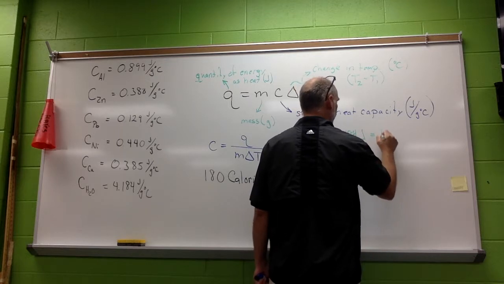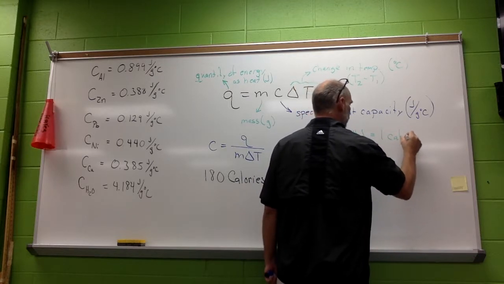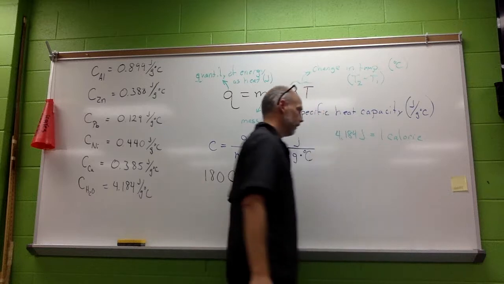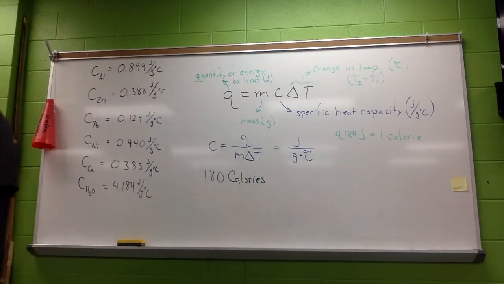4.184 joules is equivalent to 1 calorie. Now, I do want you to notice a difference there. That means a joule is, what is the size of a joule relative to a calorie? It's a little over 4 times smaller, would you agree? A joule is a smaller unit of energy than a calorie.